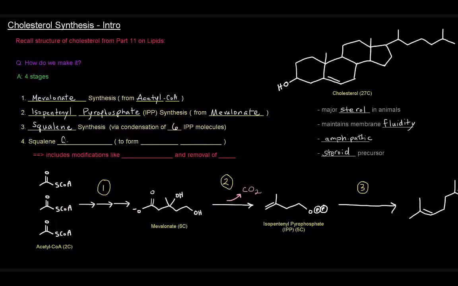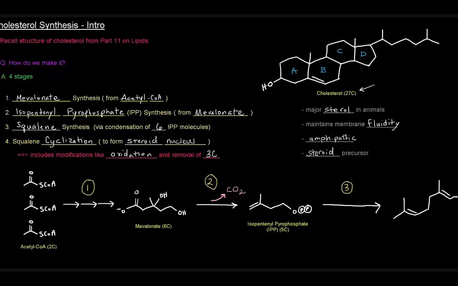Stage 4, the last stage, is called squalene cyclization. And that's when we're actually going to form the steroid nucleus. That is those 4 rings, right? The steroid nucleus, the A, B, C, and D rings in cholesterol. And in that 4th stage, this is going to include the modifications like oxidation, as well as the removal of the 3 carbons, because cholesterol has 27 carbons, you see here, whereas squalene has 30.